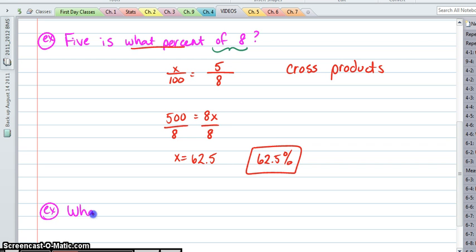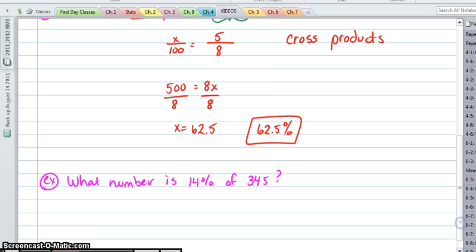What number is 14% of 345? So I'm trying to figure out what number is 14% of 345. So 14% will be a small amount of this larger number, and if I'm trying to figure out what it is we're looking for here, let's just look for the what.